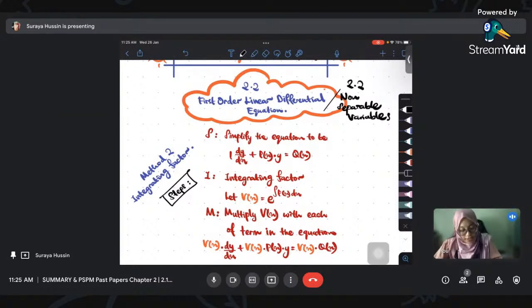So in other words, 2.2 is actually where we are looking at non-separable questions. 2.1 is separable, right? 2.1 is the separable, then 2.2 is the non-separable. So instead of calling this the long wording here, you still have to know that this is a first order linear differential equation. So you must understand that 2.2 is just non-separable variable. So the steps for the non-separable, we call it SIMPI.